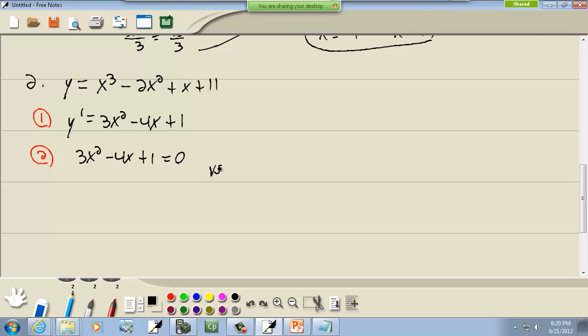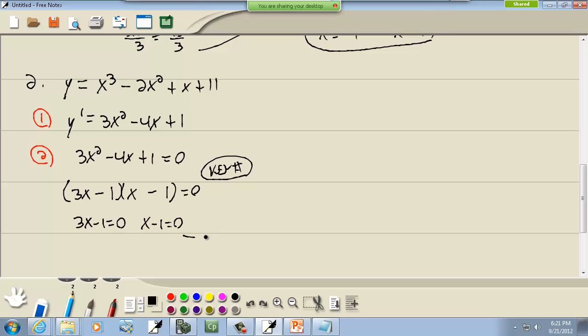Now this is the key number method. So this factors as 3x, x, 1, 1, like that. And what is this? A negative, a negative. 3x squared minus 3x. Yeah, it factors that way. The zero factor property from college algebra says you get 0 on one side, you factor the other side, and you set each factor equal to 0. So I want to set 3x minus 1 equal to 0 and x minus 1 equal to 0, and solve each one of those.